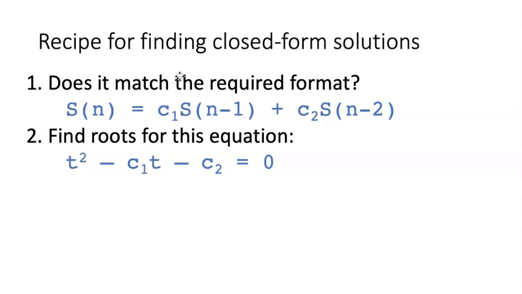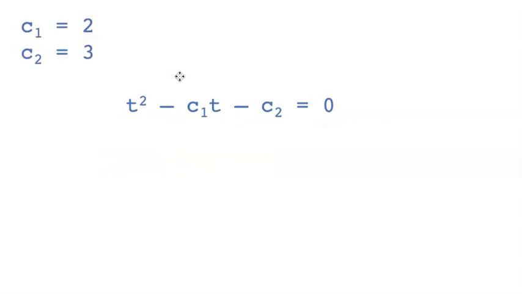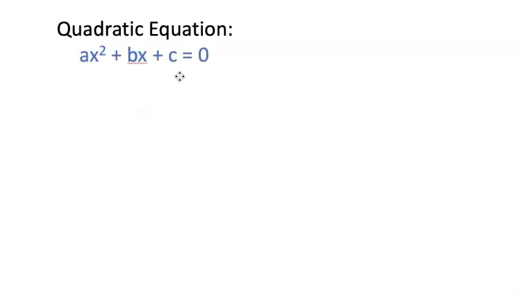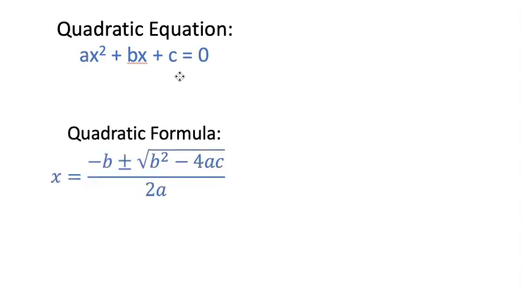Find the roots to this equation, t squared minus c1t minus c2. We know that c1 is 2 and c2 is 3, so we plug them into the equation and we get this. From your previous math classes, you probably recognize this as an example of a quadratic equation. There are exactly two answers called roots to this equation, and there are multiple ways of finding them. In this video, I'm going to focus on just one way to find the roots, using the quadratic formula. Check the textbook for other ways.